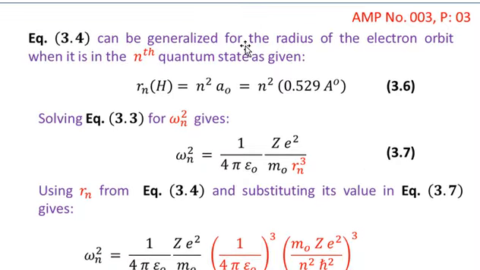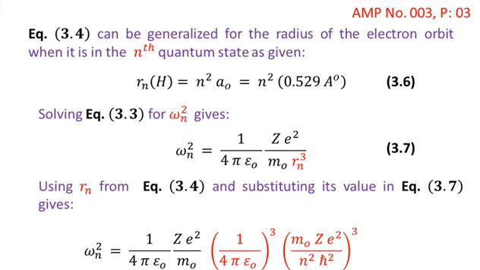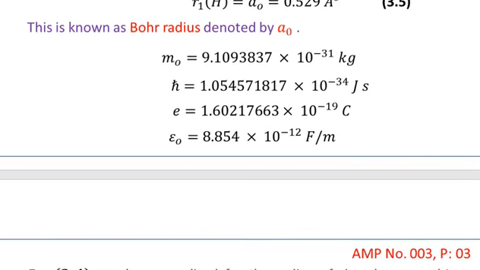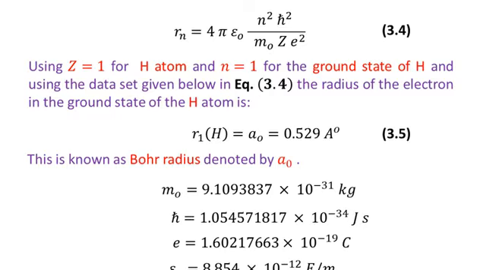Equation 3.4 can be generalized for the radius of the electron orbit when it is in the nth quantum state, as given below. In order to obtain equation number 3.5, I used n equal to 1 in equation number 3.4. For a general case, you can keep the value of n square as such, and the rest of the terms will be the same as given in equation number 3.5.